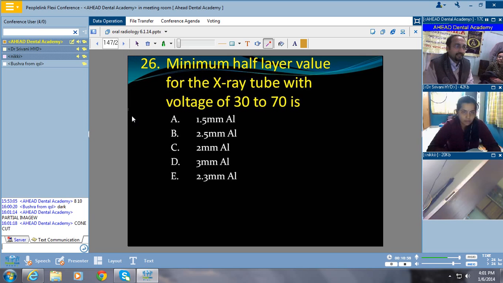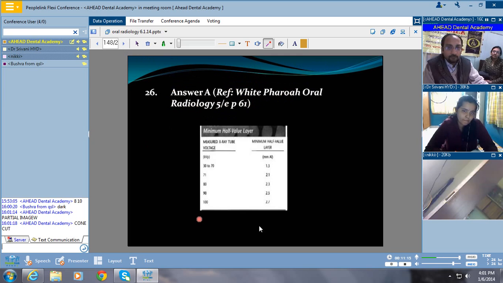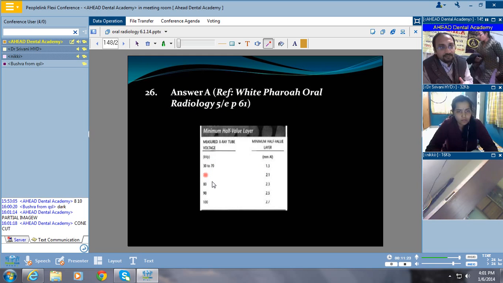So this is the next question now. Minimum half layer value for the X-ray tube is 1.5 mm of aluminum. Can you see the slide in front of you? Well, there are certain things you need to cram, and this is one of the few things. In this, you need to know at 70 kVp there is 1.5 mm of aluminum, and as it keeps on increasing, 71, 80, 90, 100, the thickness of aluminum keeps on increasing. Is it clear?